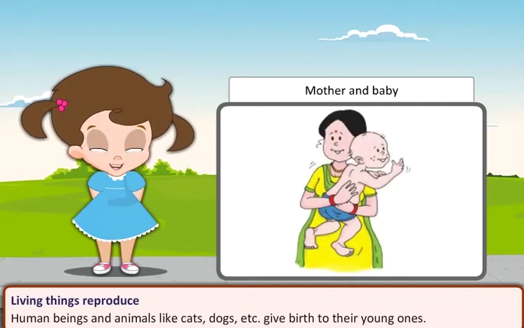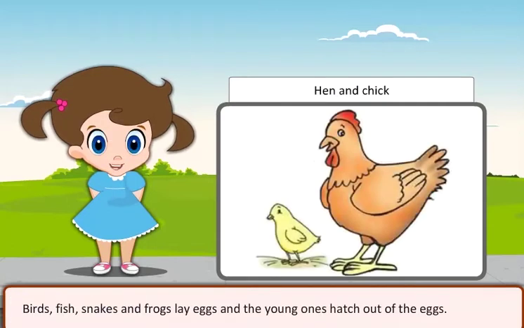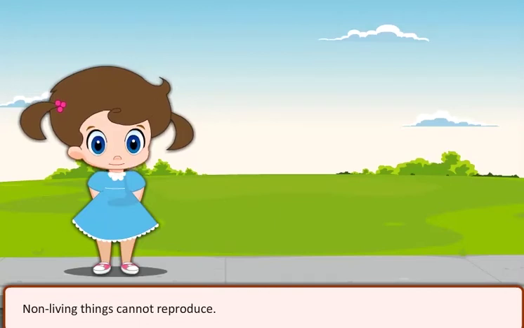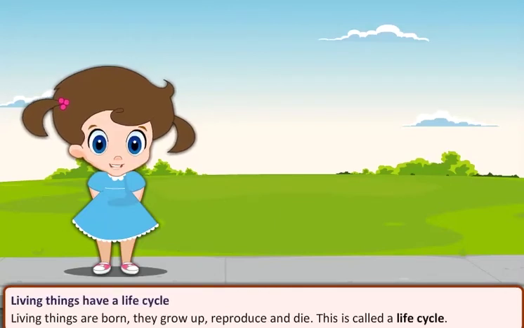Living things reproduce. Human beings and animals like cats, dogs, etc. give birth to their young ones. Birds, fish, snakes, and frogs lay eggs, and the young ones hatch out of the eggs. Plants produce seeds from which new plants arise. Non-living things cannot reproduce.